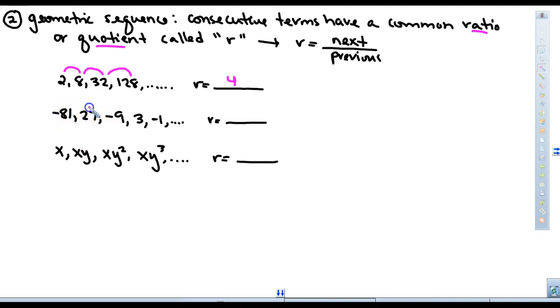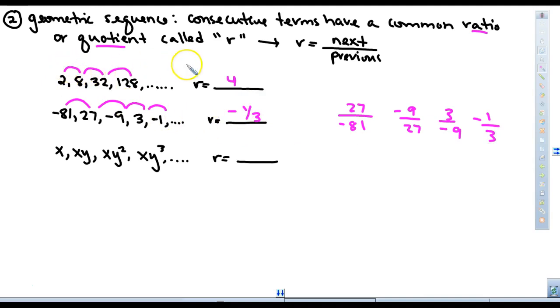Here, you're going to divide in this order. 27 divided by negative 81, which is actually a negative 1/3. So be careful, don't accidentally call that a negative 3. But you want to make sure that negative 9 divided by 27 is going to give you the same thing, and that 3 divided by negative 9 will give you that negative 1/3, as well as negative 1 divided by 3. And they do, they all give you the negative 1/3.